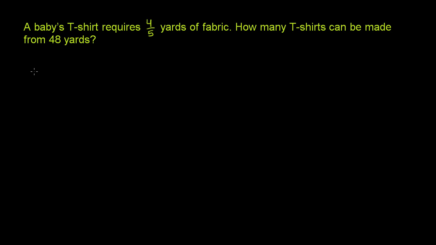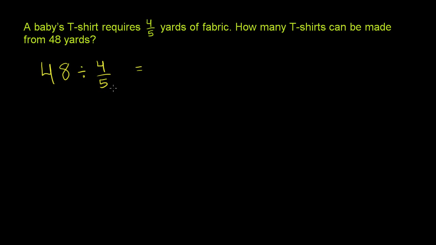So you literally view this as we want to take 48 yards, and divide it into groups of 4/5 of a yard and say how many groups there are, because each of those groups can make one baby's t-shirt. If you give me 4/5 of a yard, one baby's t-shirt, so the number of groups of 4/5 is the number of baby's t-shirts.